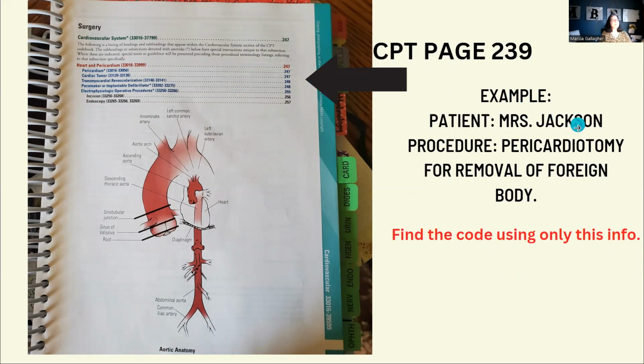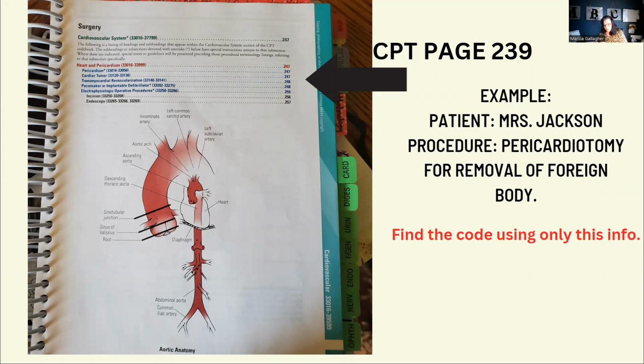The patient is Mrs. Jackson. The procedure is a pericardiotomy for removal of a foreign body. So we know it's the pericardium that we're doing a procedure on. So if we look here, pericardium is on page 247. So let's go to page 247 in our CPT.